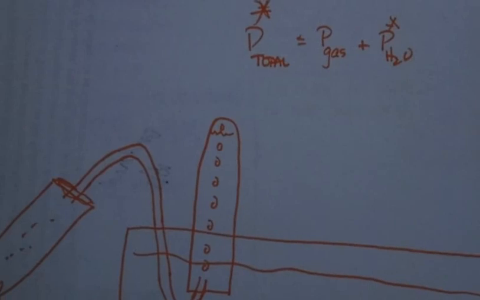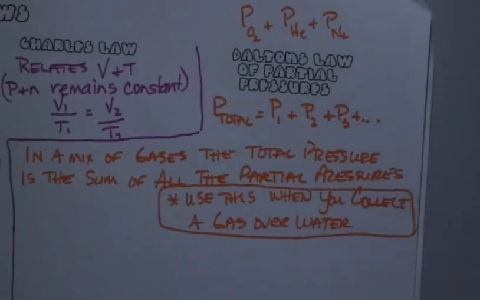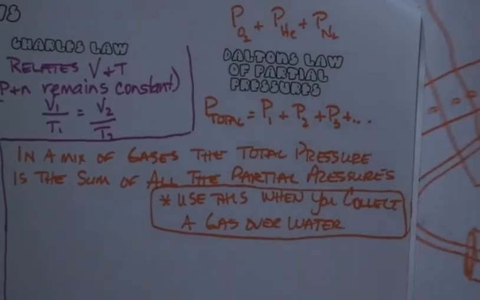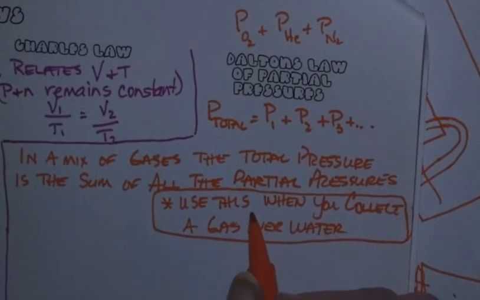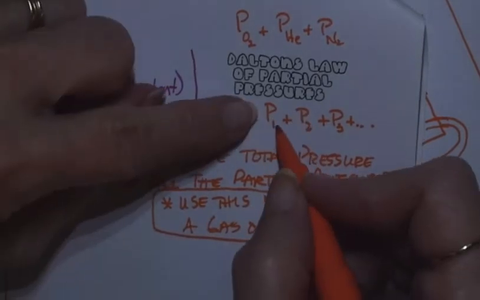So practically, what we'll do next week is use this to find the number of moles of a gas that we collect over water. When you collect it over water, one of these pressures that you have here will be water vapor. And you have to deal with that and get it out of the way.